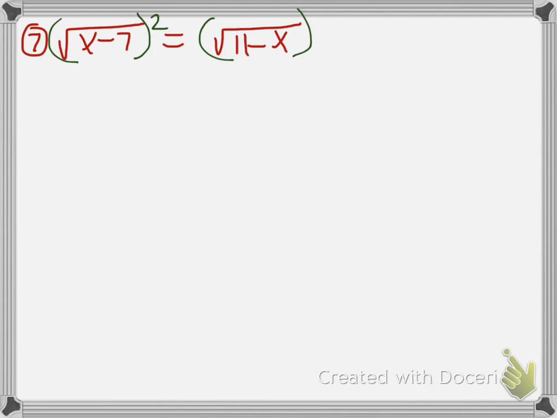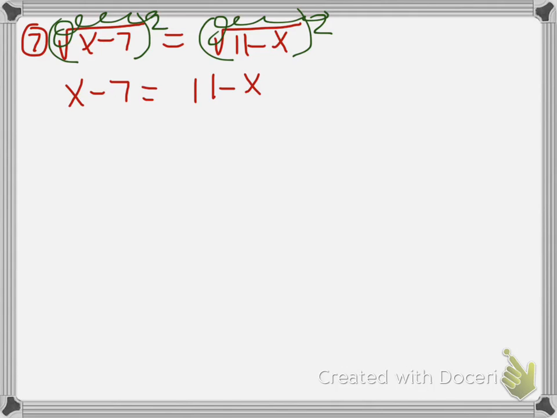Moving on to problem 7. The square root of x minus 7 equals the square root of 11 minus x. Once again, square both sides. Woot woot. So both square roots cancel. So we just have x minus 7 equals 11 minus x.